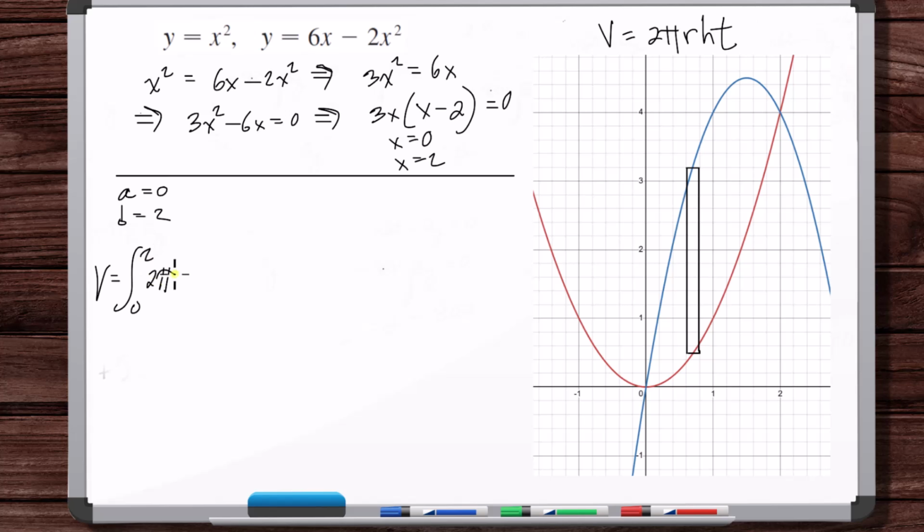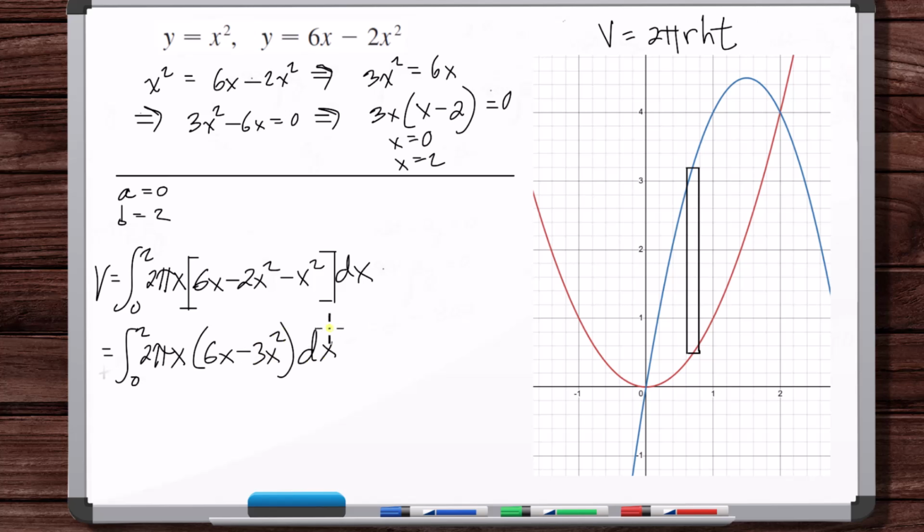So 2 pi x, and then the height is what? The height is this blue curve, the x evaluated for this blue curve minus x evaluated at the red curve. So that's 6x minus 2x squared minus x squared. Okay, so there's 2 pi r, there's the height, and then dx. 2 pi x times 6x minus 3x squared dx.